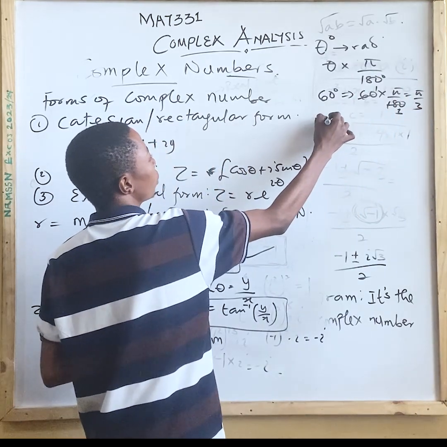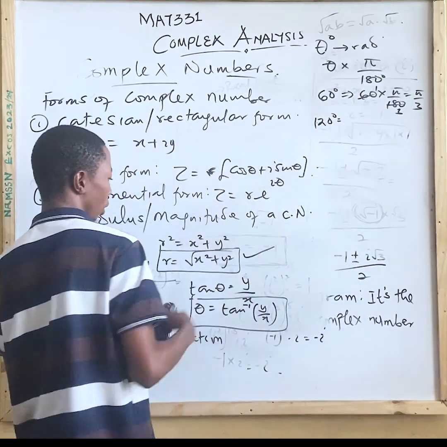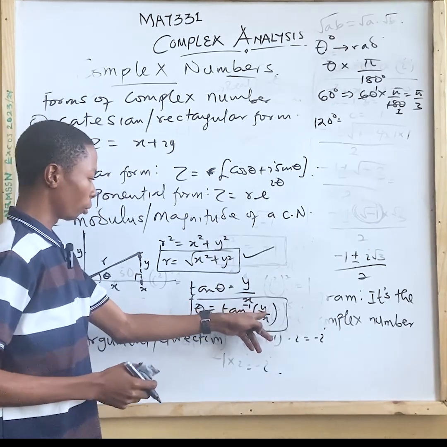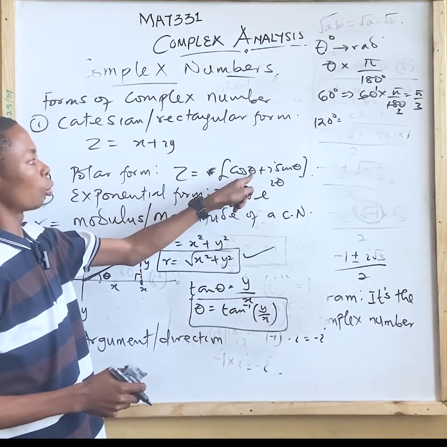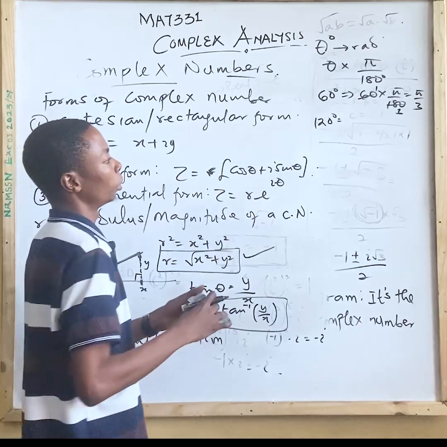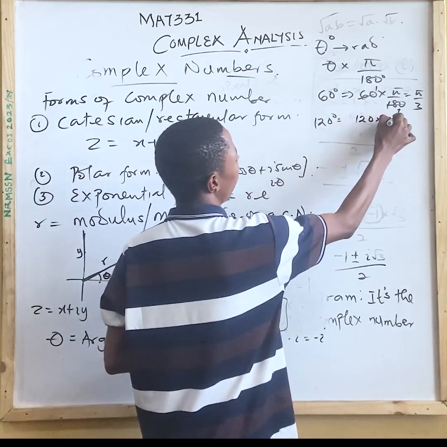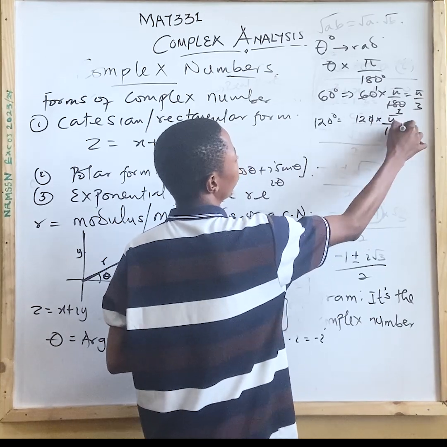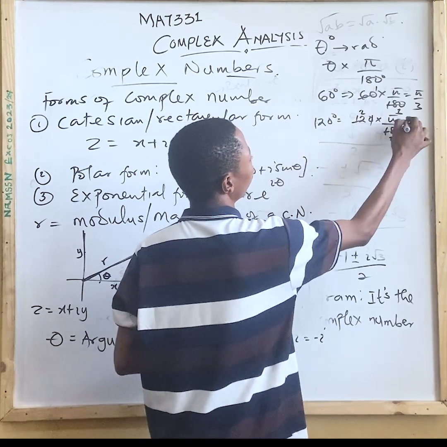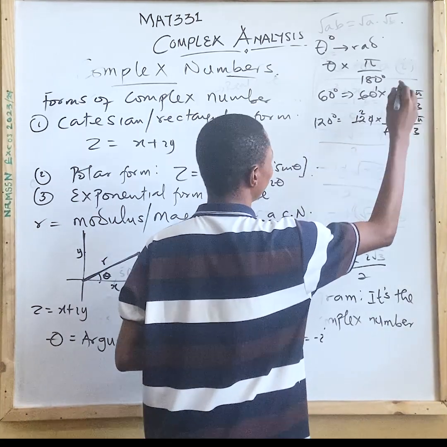If I have an angle 120 and I want to change it to radians, because once you've gotten your theta, it must be in radians if you want to compute what is here. So for an angle of 120, that's 120 times pi divided by 180. 0 cancels 0, 6 goes into 12 twice and into 18 three times. That will be 2 pi over 3.